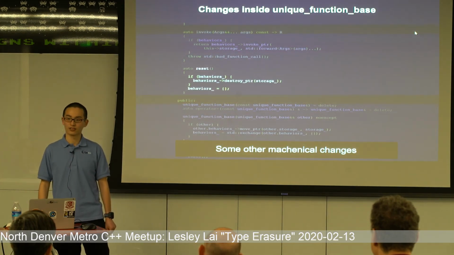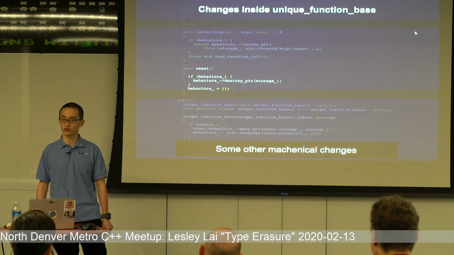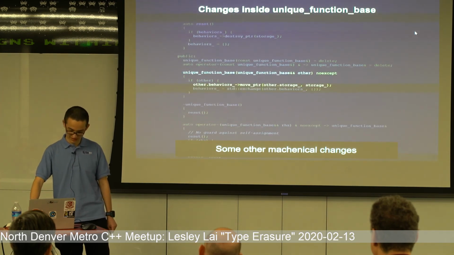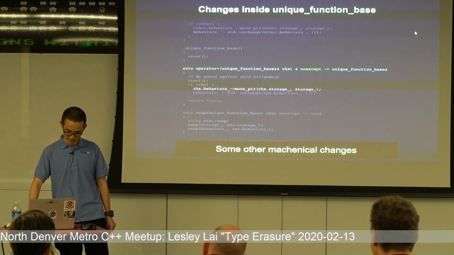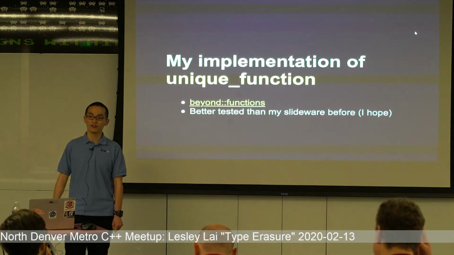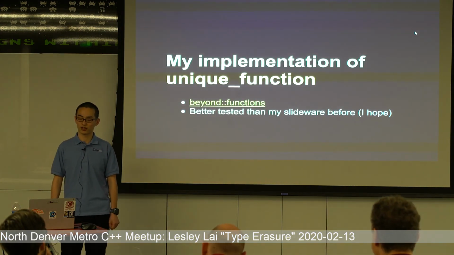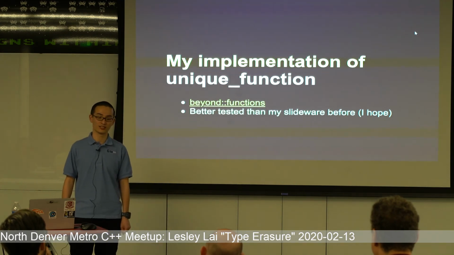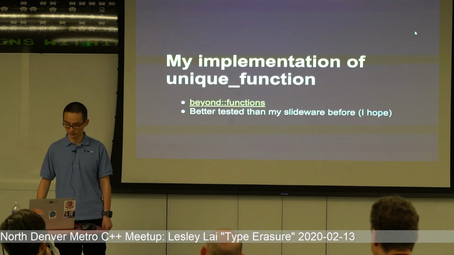And we have some other kind of mechanical change to basically change all the dots to arrows. Like this. All the dots to arrows, basically. So I have an implementation of unique function online, which is not this implementation, and I hope it's more robust and better tested than this implementation. I wrote this implementation for the slides, basically, for the talk.